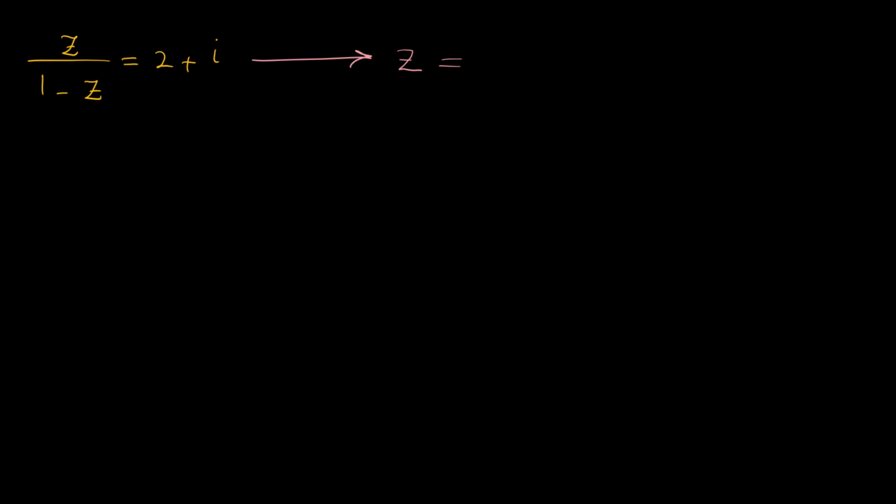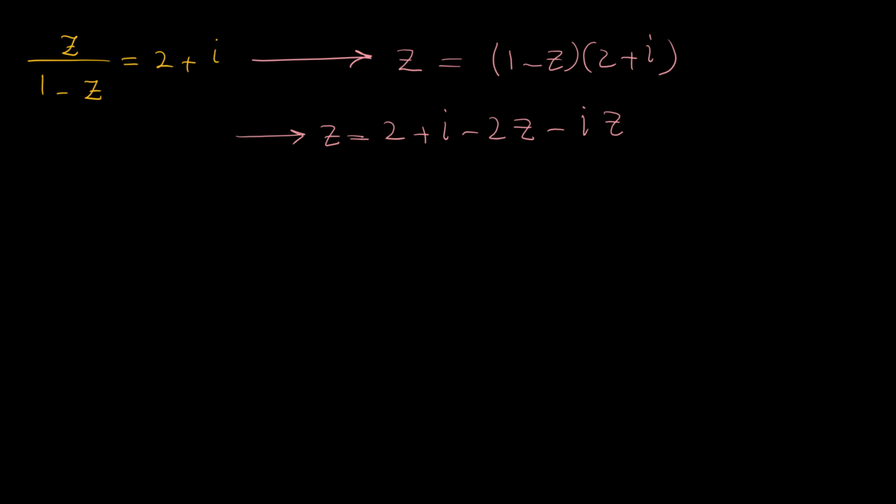What about the right side? Then we have 1 minus z times 2 plus i, or 2 plus i times 1 minus z. The order really doesn't matter. Let's multiply the brackets that we have in the right. Then we have z equals 1 times 2 is 2, 1 times i is i, minus z times 2 is minus 2z, and minus z times i is minus iz, or you can say zi. It's up to you.